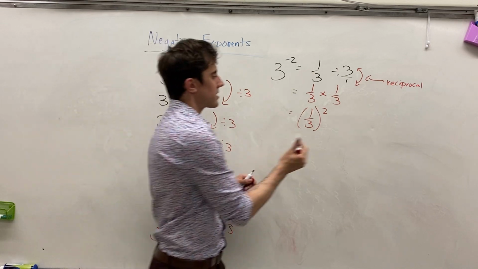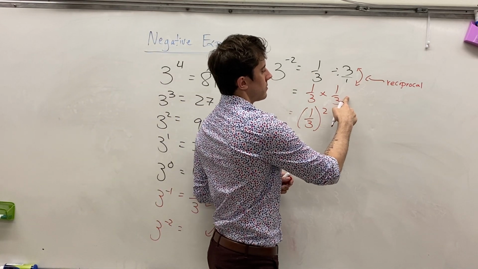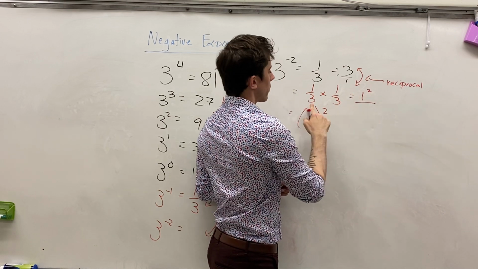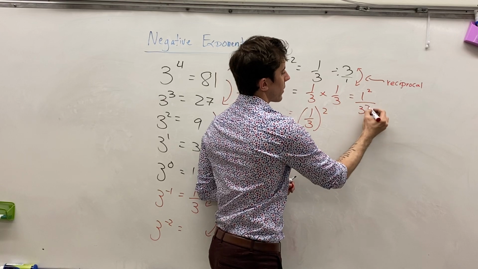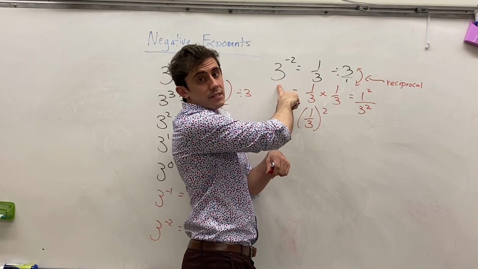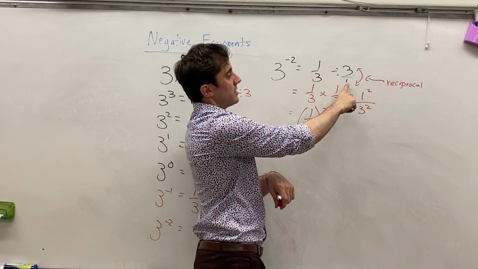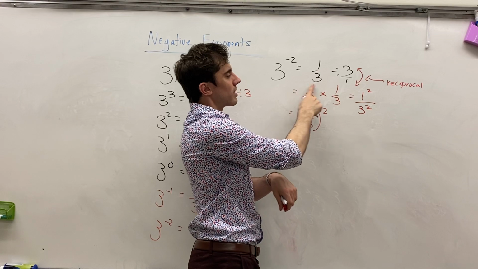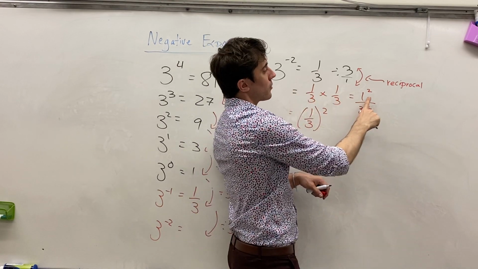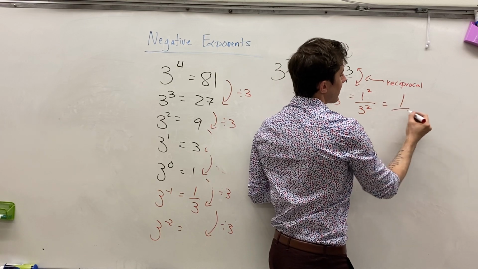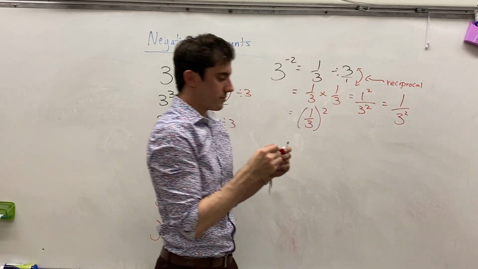Now, 2 things I want to discuss. What this really turns out to be equal to is 1 times 1, which is 1 squared, over 3 times 3, which means 3 squared. And now, whenever we're dealing with an integer base, we know that the denominator is always going to be 1, and so when we find the reciprocal, the numerator is always going to be 1. And we furthermore know that 1 to the power of anything is equal to 1. And so what we really have is 1 over 3 squared.